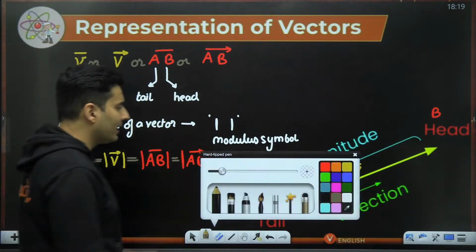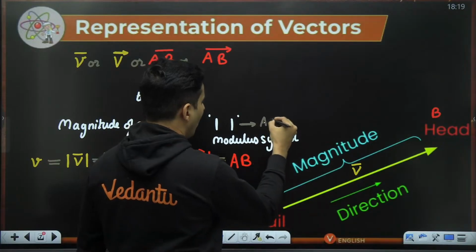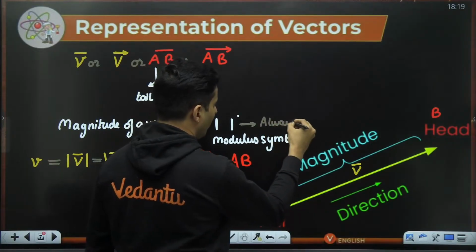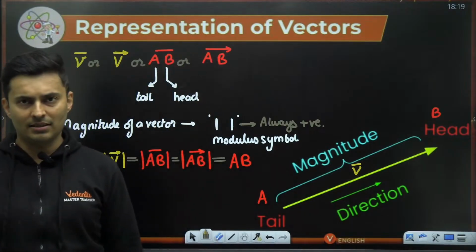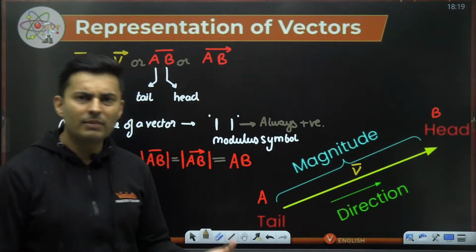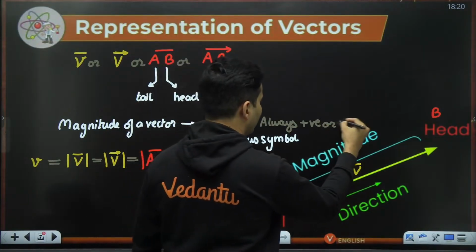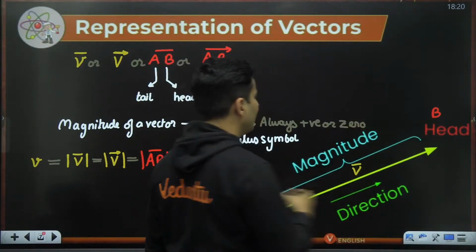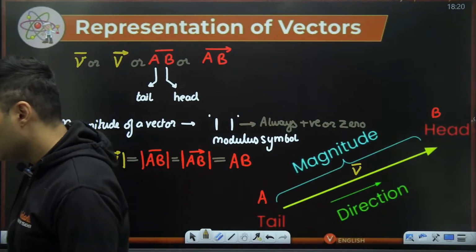And the magnitude of a vector will always be positive. It will always be positive in number. Makes sense. At minimum, it can be 0, but definitely not negative. So always positive or 0, but it can never ever be negative. 0 is also possible.